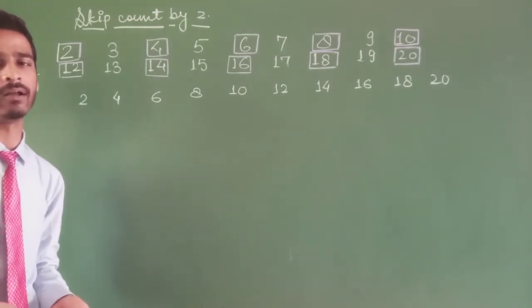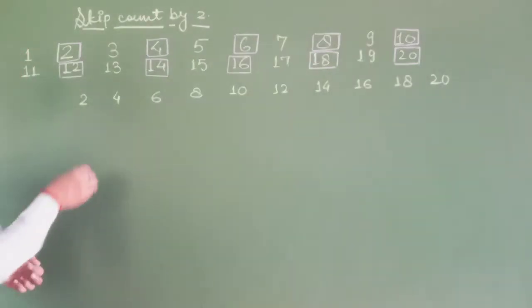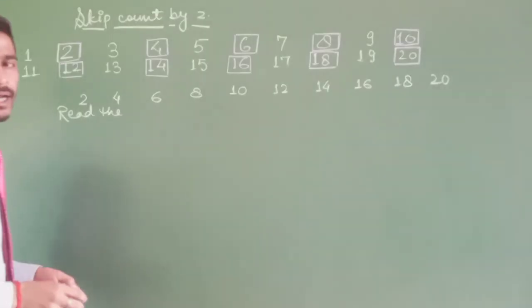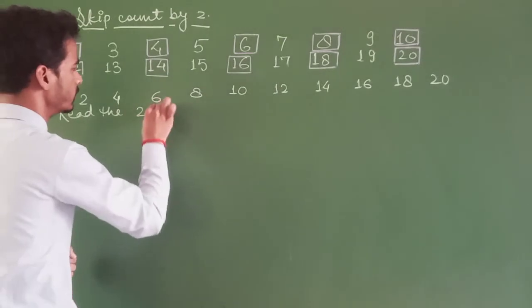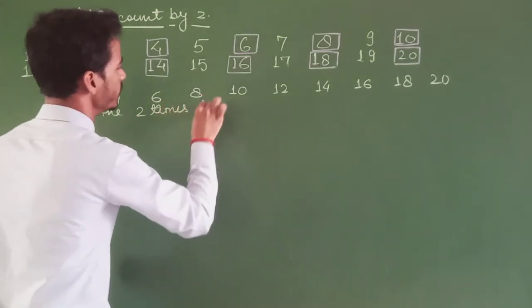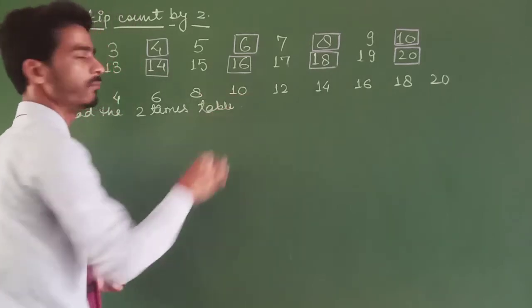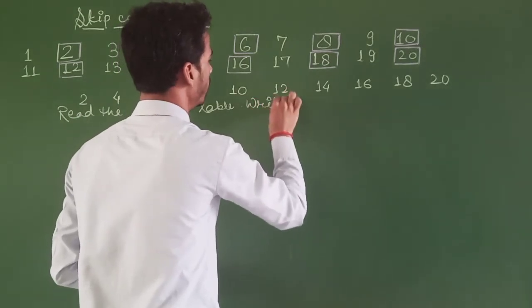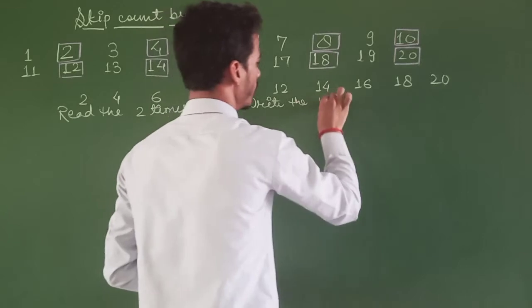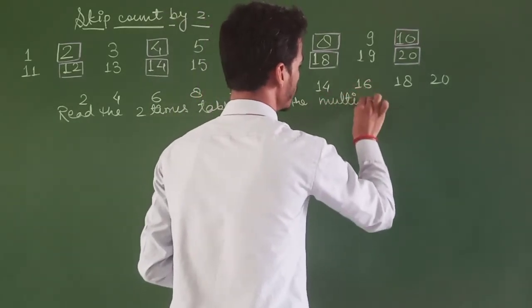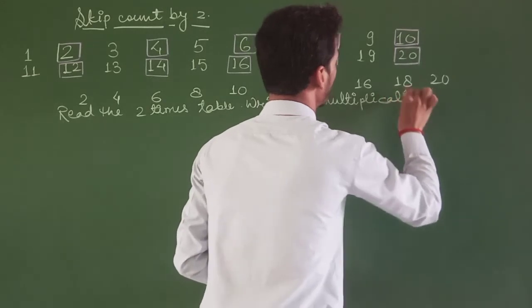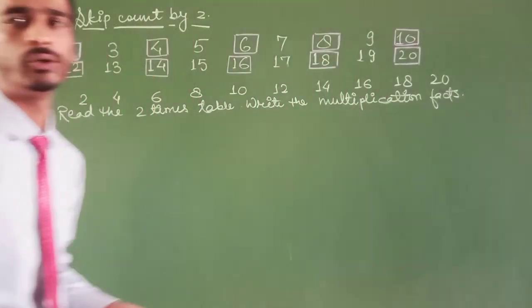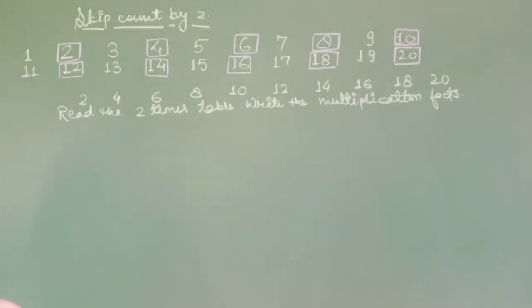Read the 2 times table and write the multiplication facts. Okay. Now you can see here the multiplication facts.